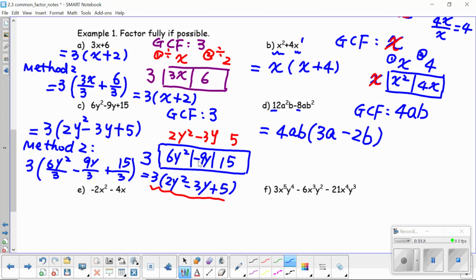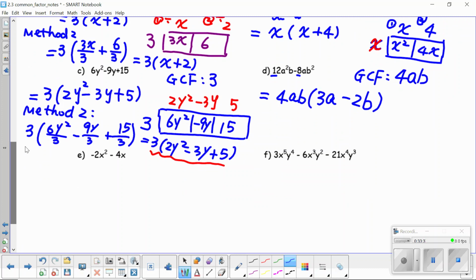You could draw the box. It will give you this answer. Or you could show all the steps of the division. So I want to save some space. I just do it this way.